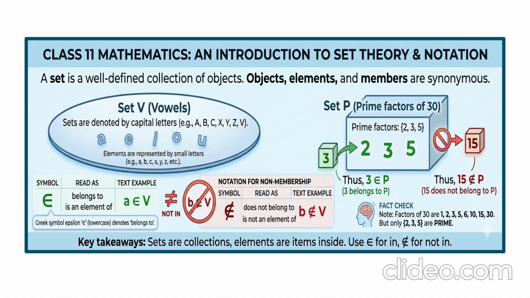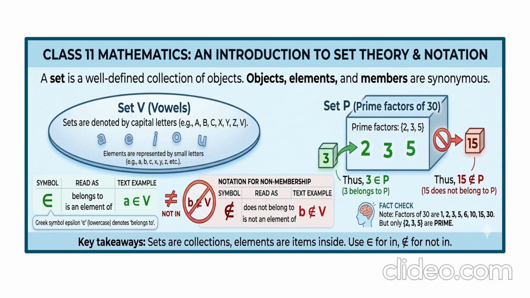Now on the other side, we can see prime factors of 30. We can denote it as capital P. Capital P shows the set of prime factors of 30. And these prime factors are 2, 3, and 5. These are the prime factors of 30. These are elements. So this was about how we can write sets and elements.